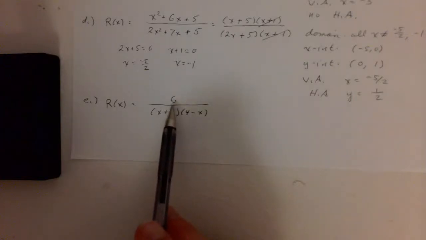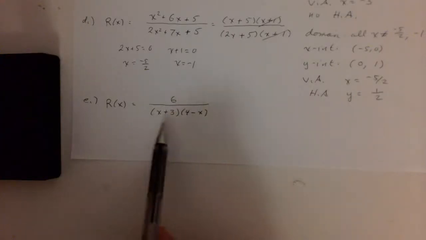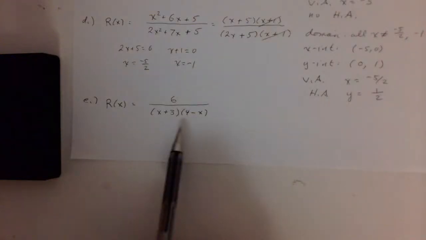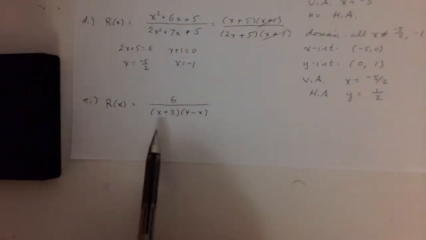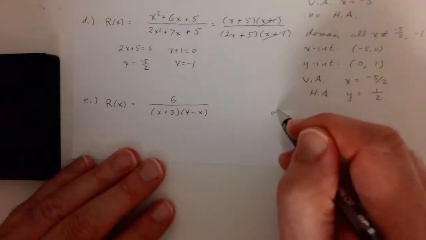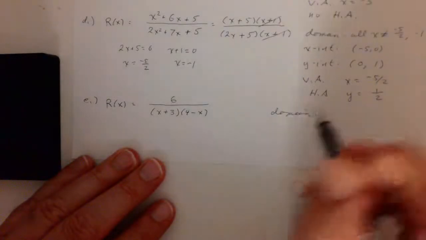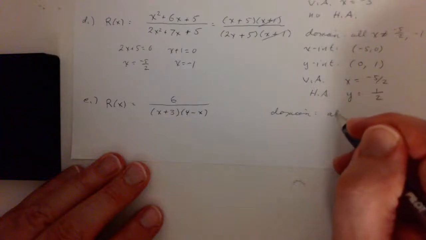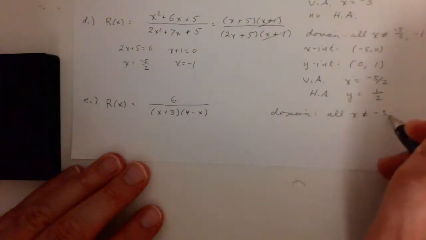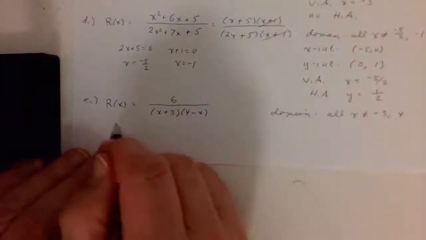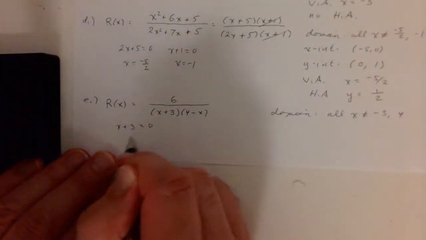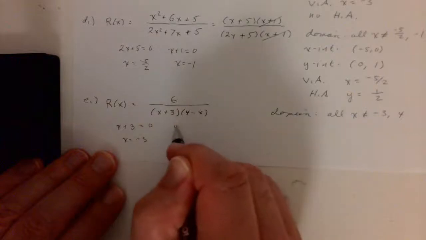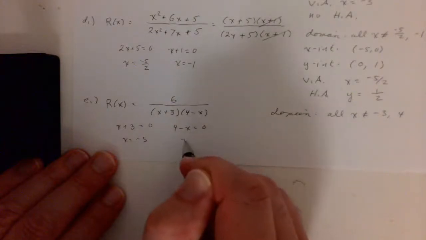Okay. Finally, on part E, we can see there's nothing in the numerator except a 6, a constant. So we don't have to worry about any cancellation. So this is already in lowest terms. The domain is where the factors are going to be 0. That's at -3 and 4. So all x not equal to -3 and 4. If you want, you can write this out. You can write x plus 3 equals 0, so x is -3, and 4 minus x equals 0, that will be x equals 4.